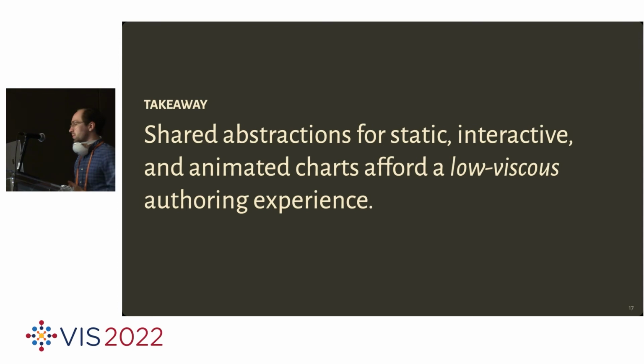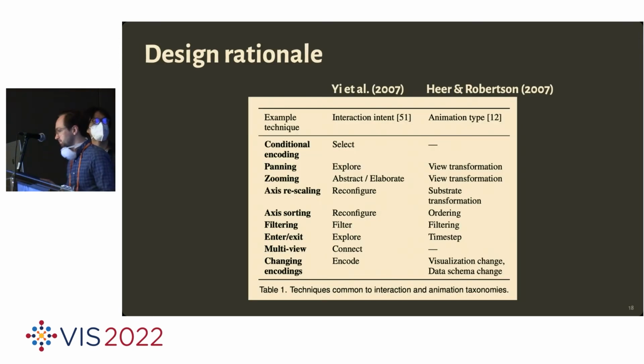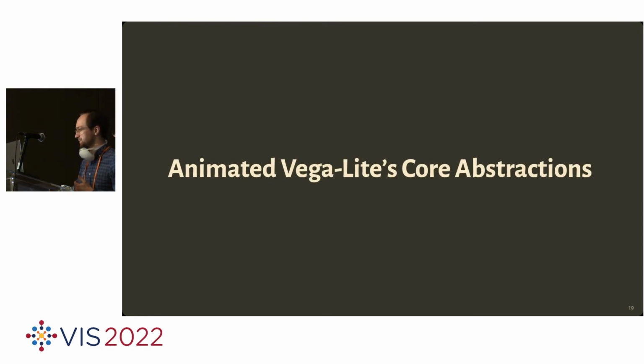So how did we go about designing such a system? One of the key inspirations of our approach was a comparison between Yi et al.'s 2007 taxonomy of interaction intents and Heer and Robertson's taxonomy of animation types from the same year. We found that the kinds of visualization techniques they referenced, like filtering, panning, and zooming, significantly overlapped, even though the taxonomies characterized them slightly differently. This correspondence led us to the design of Animated Vega-Lite's core abstractions.